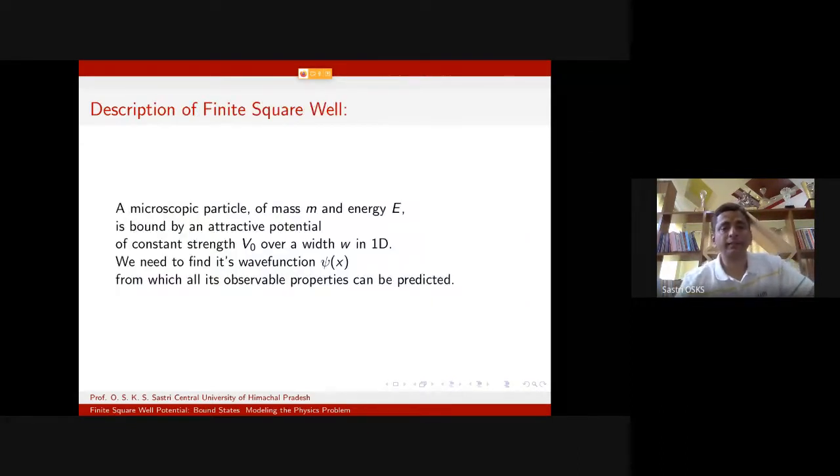So a microscopic particle of mass m and energy E is bound by an attractive potential of constant strength V naught over a width W in 1D. We need to find its wave function psi of x, from which all its observable properties can be predicted. That is exactly the description of the finite square well. But to come up to this description, we have to follow those steps. Otherwise, we always leave out something or other.